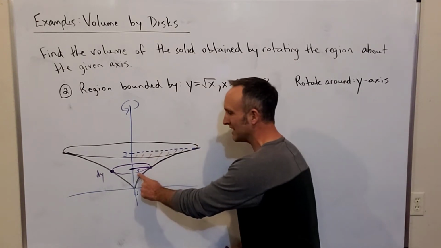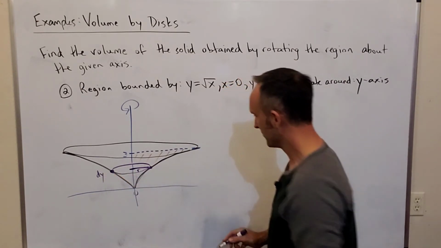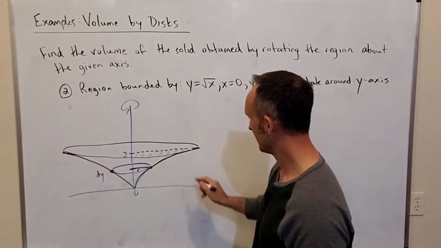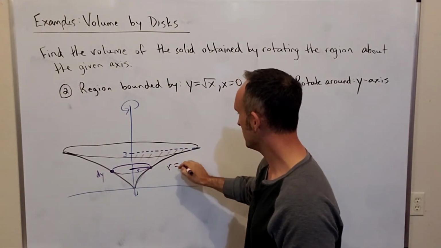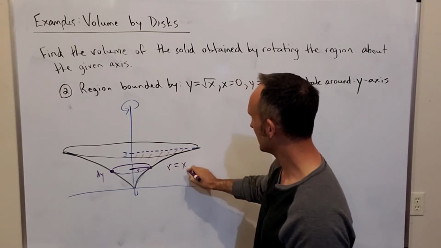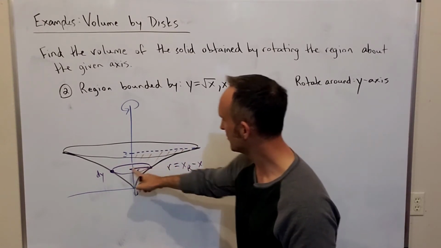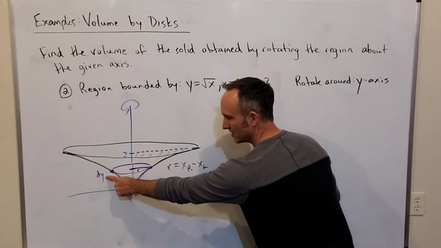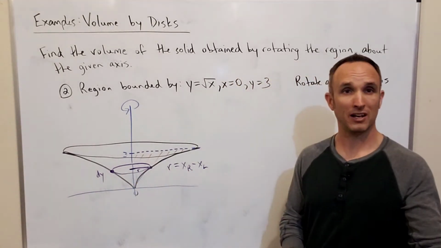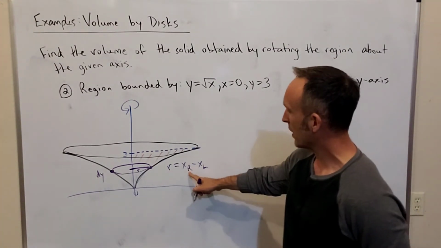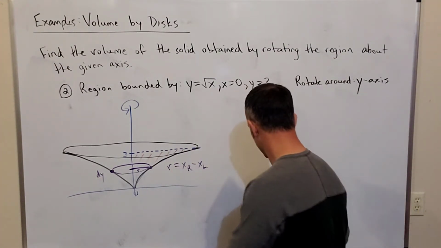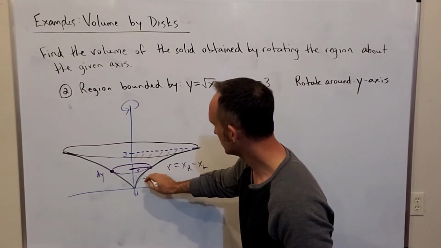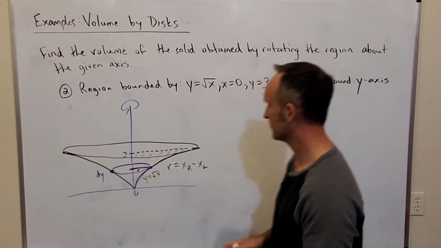And I know my radius is going to have to be in terms of y. So how do I calculate a horizontal radius? Well, the radius here is going to be the rightmost x minus the leftmost x. And those have to be in terms of y, since my thickness is dy, and I know I have to integrate. So my rightmost x is dictated by the curve. Now what was the curve again? It was y equals the square root of x. Okay?